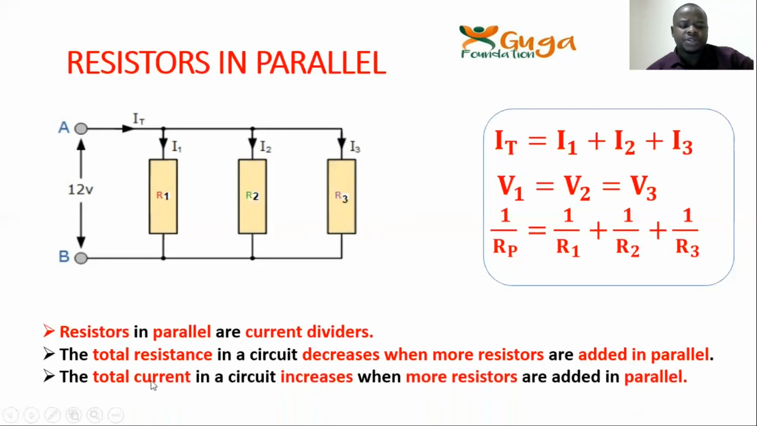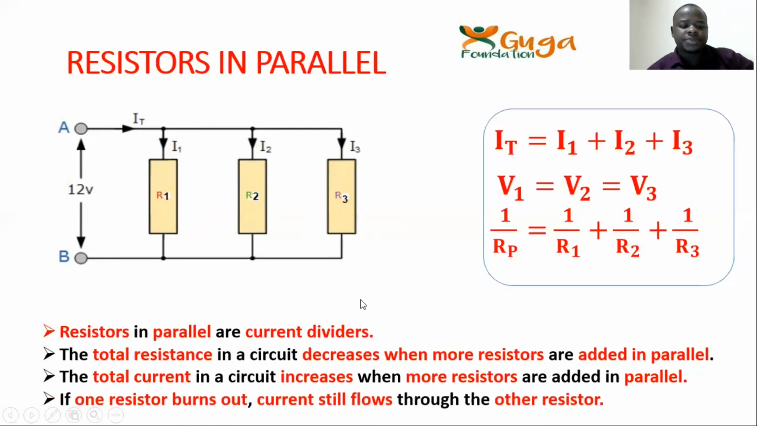Now the total current in a circuit increases when more resistors are added in parallel, right? The total current will increase because it is divided amongst the branches, but the total at the end is going to be the sum of all the currents, so it is going to increase. And if one resistor burns out, the current still flows through the other resistors.